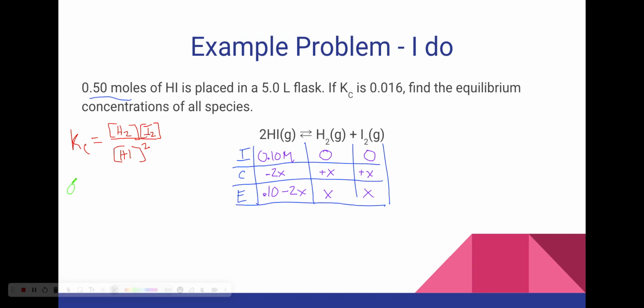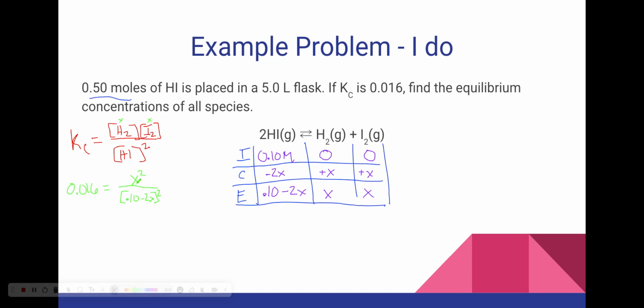So we're going to say, okay, 0.016, that's our equilibrium constant, is equal to, well, if I put x times x in, we know that's just going to be x squared. So x squared's up top because this is x and this is x. And we're going to divide that by 0.1 minus 2x, squared.